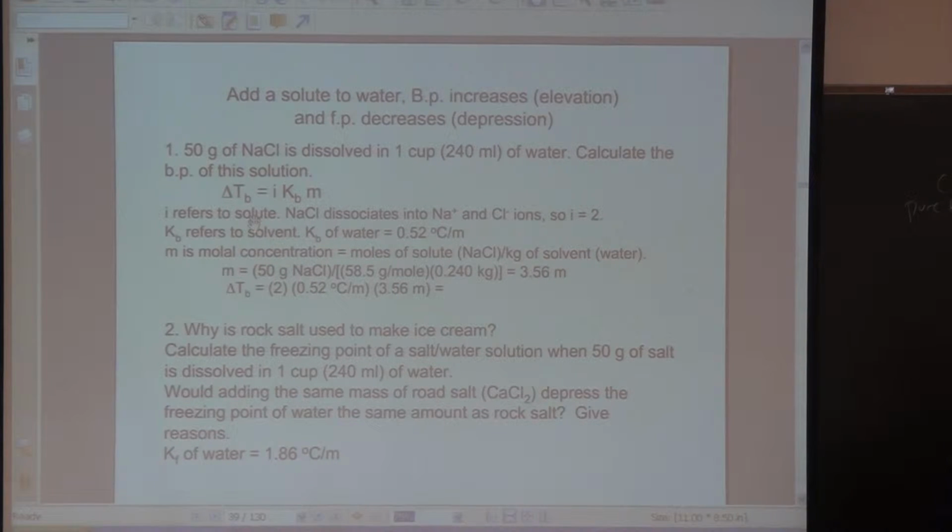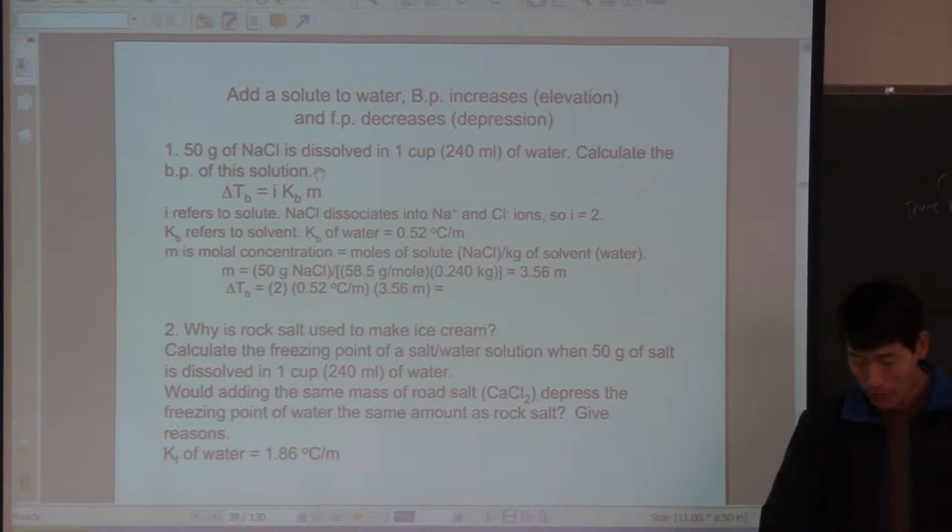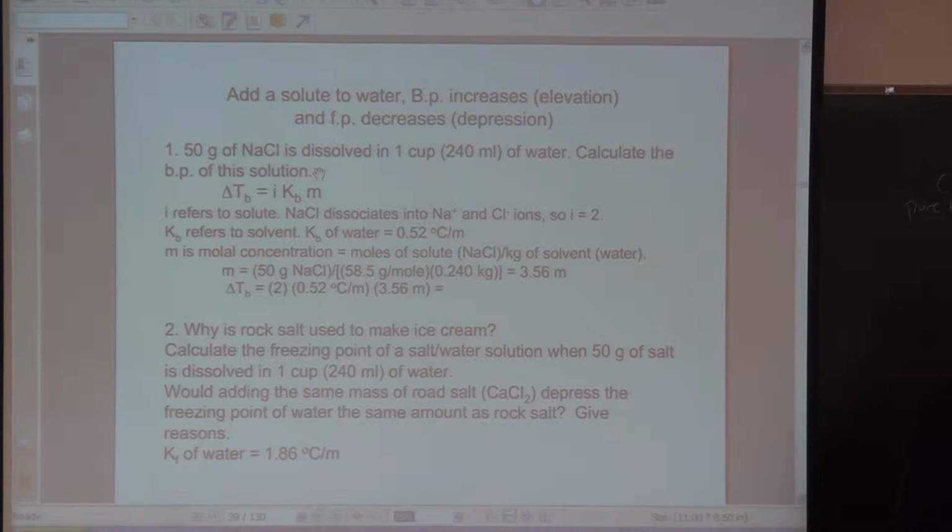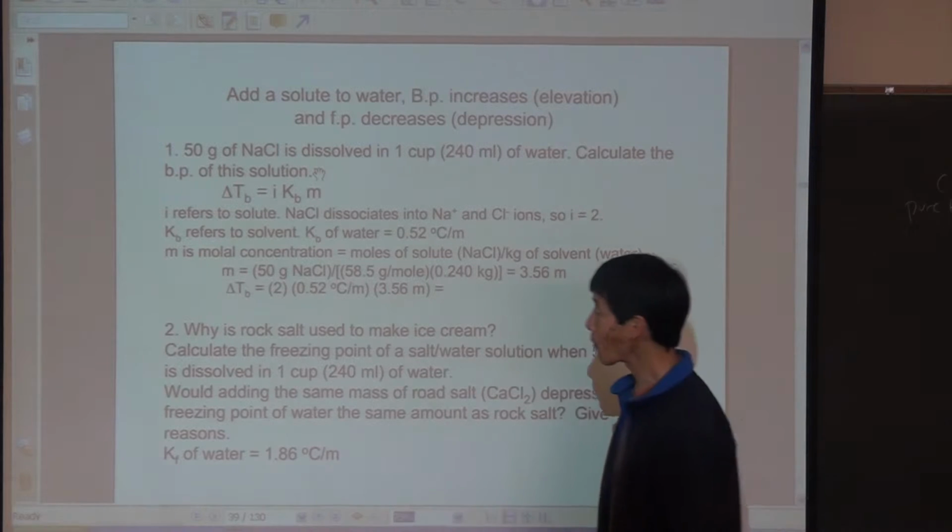KB refers to the solvent. So you can look up the KB of water, and that's found in the textbook in chapter 13, on page 450, table 13.2. So KB of water is 0.52 degrees per mole. Let me write that down.